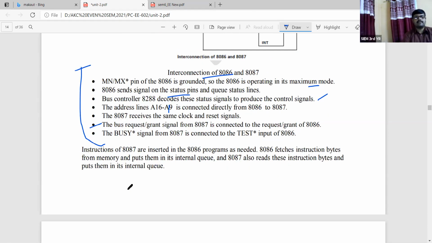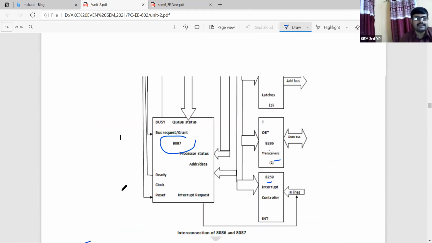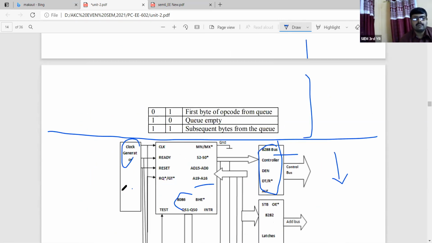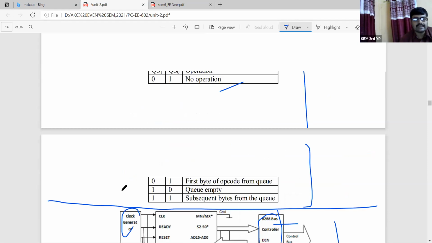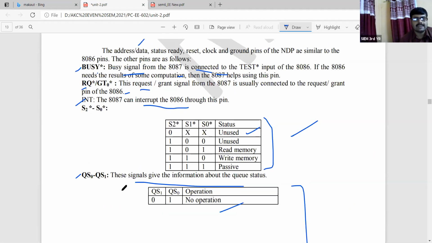Instructions of 8087 are inserted in the 8086 program as needed. 8086 fetches instruction bytes from memory and puts them in its internal queue, and 8087 also reads these instruction bytes and puts them in its internal queue. So obviously there are two different types of status signal we have mentioned. One is the queue status, another is the normal status signal.